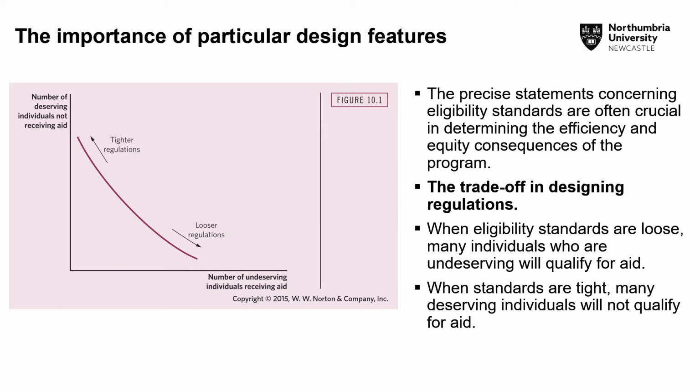These programs are set up to benefit individuals that are deserving. Now, if we make our regulations too loose, we will have undeserving individuals that start benefiting from a program. On the other hand, if we make regulations too tight, the number of deserving individuals not receiving aid will rise. In other words, the program will not be effective. So the question we face is, how do we balance these regulations to make sure that the optimal number of those that are deserving receive aid?